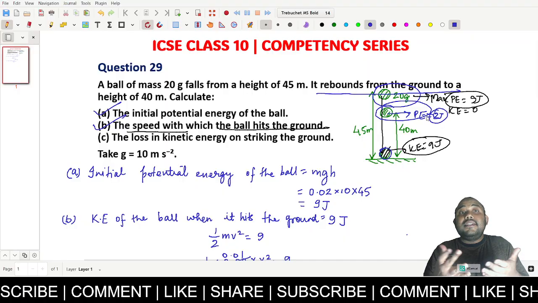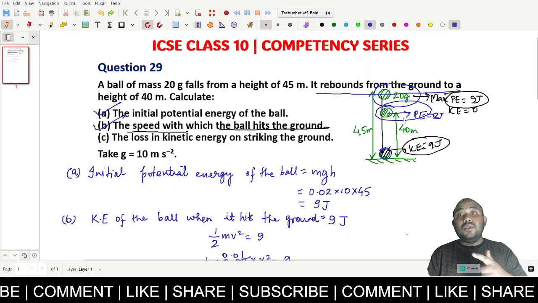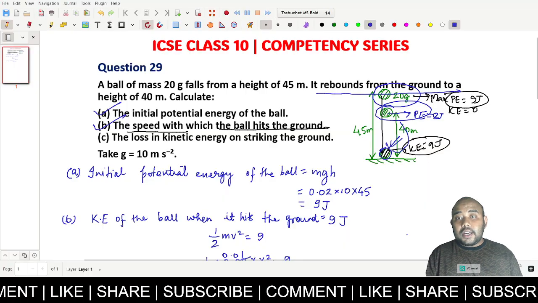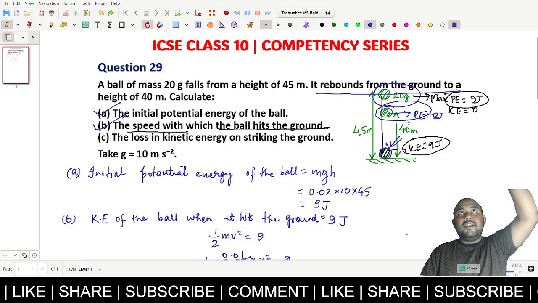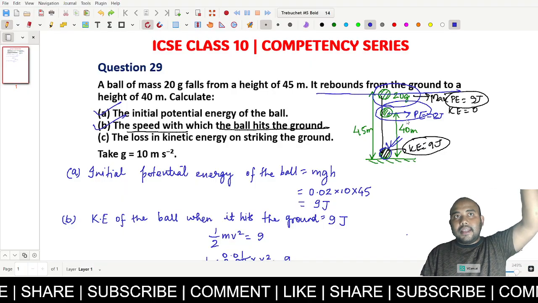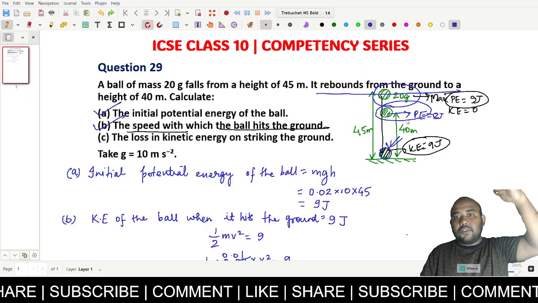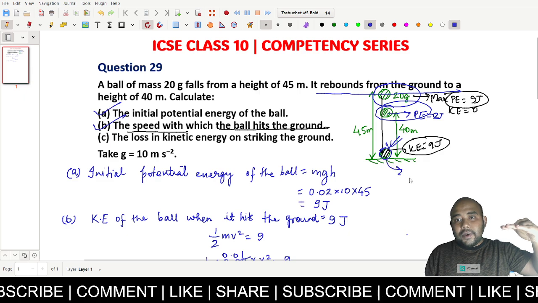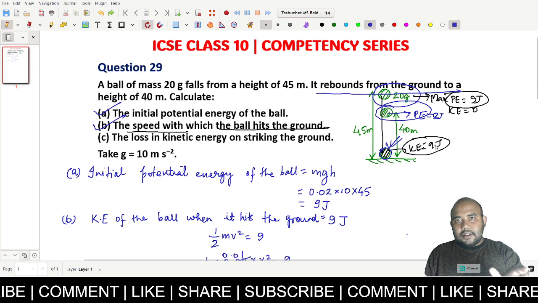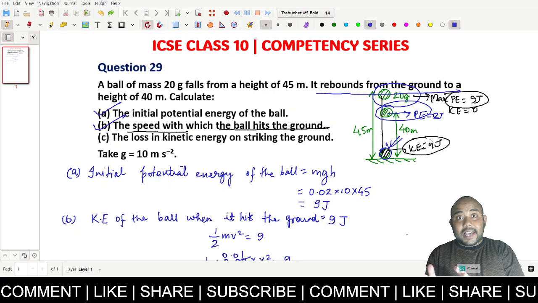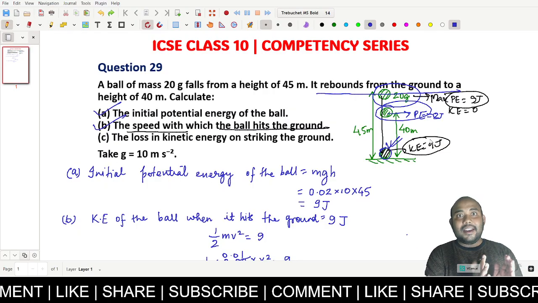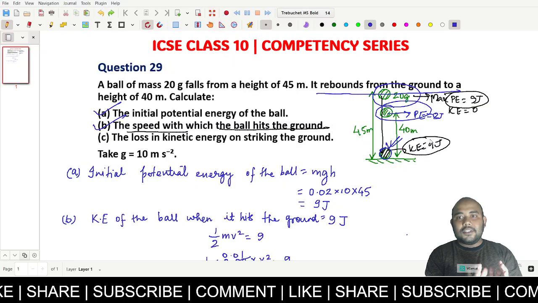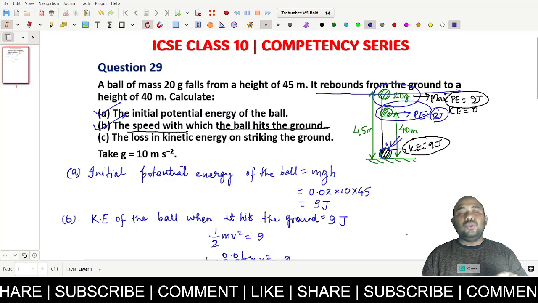From where did this 8 joule come from? This 8 joule is nothing but the leftover kinetic energy in the ball, which got converted to potential energy when it rebounded and reached the height of 40 meters. Are you getting the point? The leftover kinetic energy, that means 9 minus x, is actually the 8 joules.